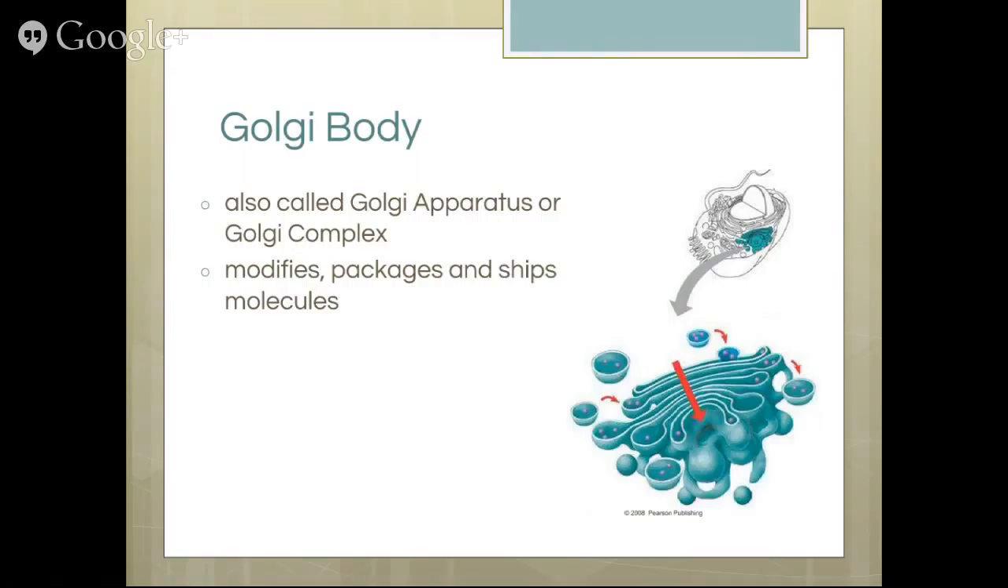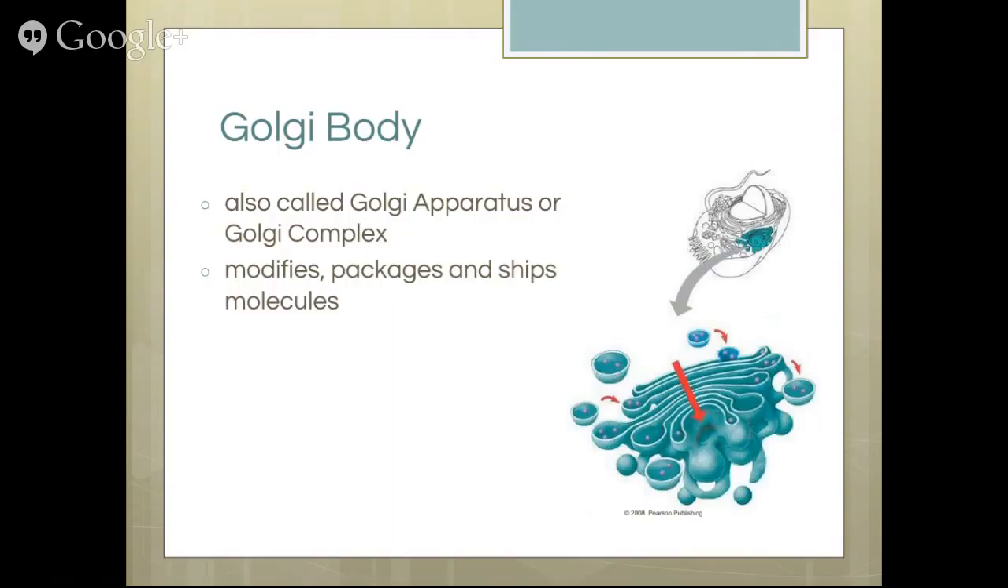One way to think about the Golgi body is to kind of think about it as like the pack and ship office or UPS or something like that. You take in your packages, they put them in a box, they get them all wrapped up, and then they send them somewhere. The Golgi body is doing the same type of thing, just in your cell.